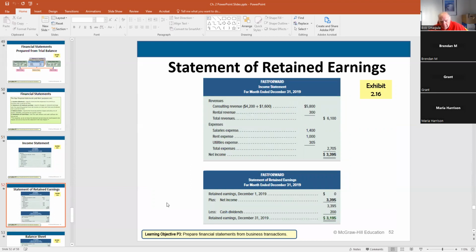So look at our statement of equity here. Remember what we said? It's the beginning balance, which in this case is 0. It was a new company. Beginning balance 0 plus net income $3,395 minus 200 equals your new equity balance in the form of retained earnings.